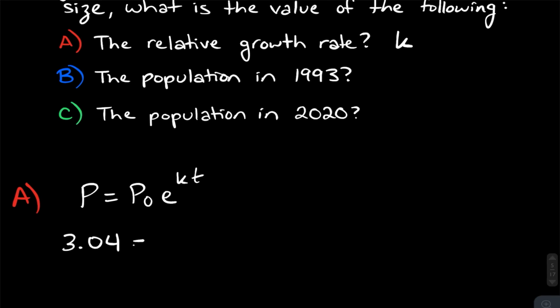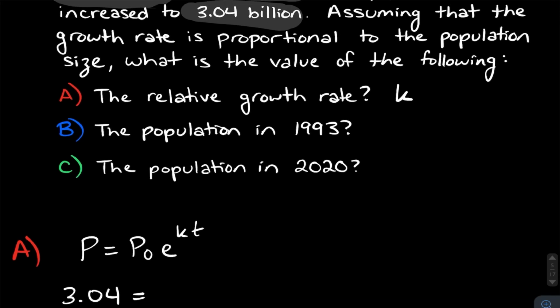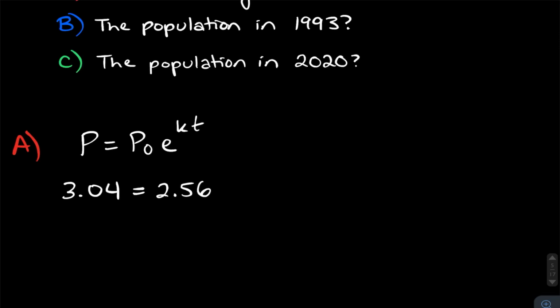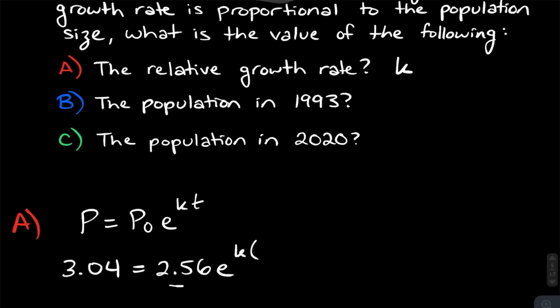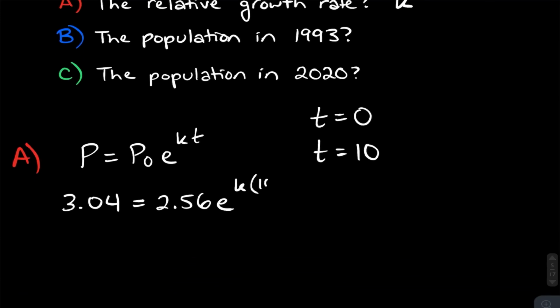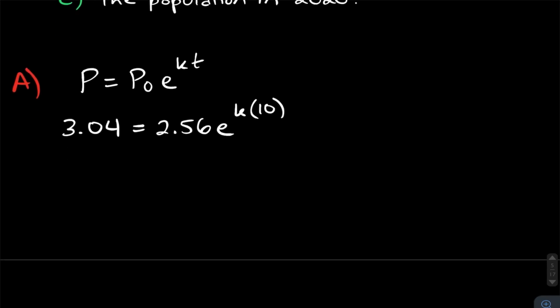So we can just call that 3.04 and realize that you can think of it as units of billions, okay? And then we have 2.56 billion. That's our initial population. And then we have e to the k times how much time has elapsed. That's what t is asking. How much time from when you were at your initial population? When we were at our initial population, it was 1950. And if you think of 1950 as t equals 0, then 1960 would be t equals 10. And so that's why we put a 10 here. It's a lot easier to think about it that way than to think about plugging in 1960s, 1950s, all that stuff. That'd be really gross.